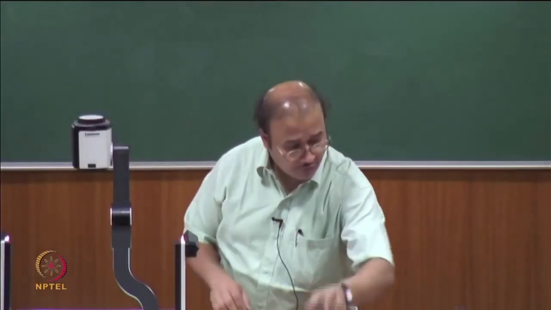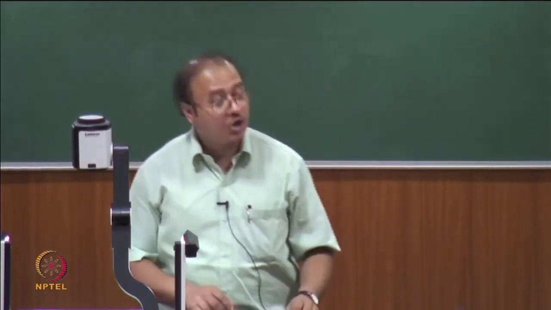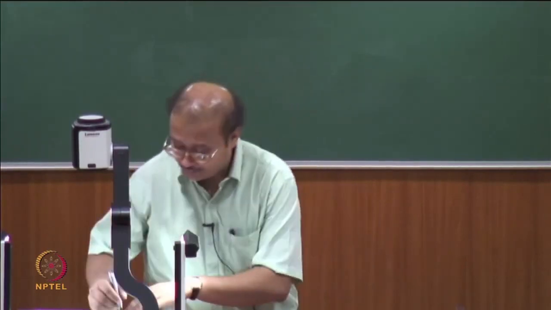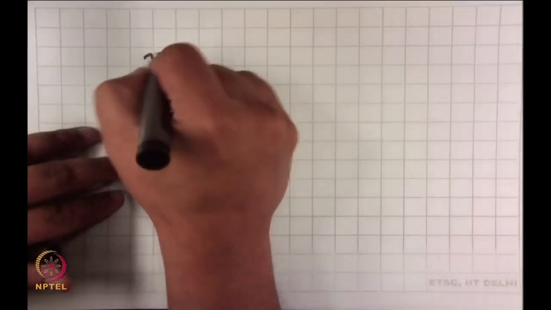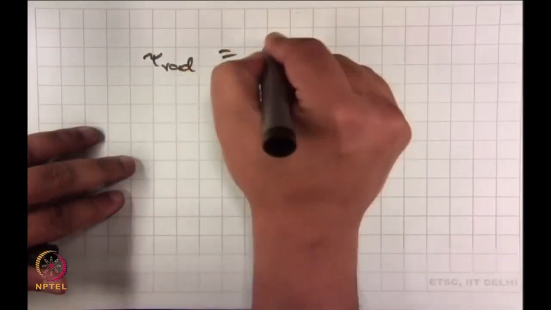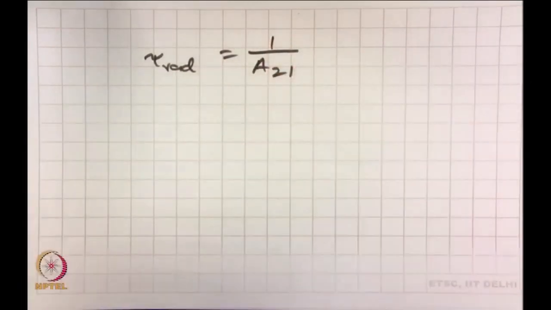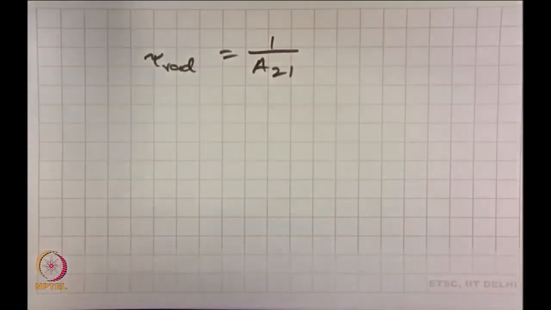Now let us move forward from here. If you remember this tau, the way we defined tau was 1 by kr plus knr. But there was also another tau we had defined before, do you remember? That tau was tau radiative, which is tau r. What was it equal to? Wasn't it 1 by A21, where A was your spontaneous emission coefficient? So that was the tau radiative. No stimulated emission here.